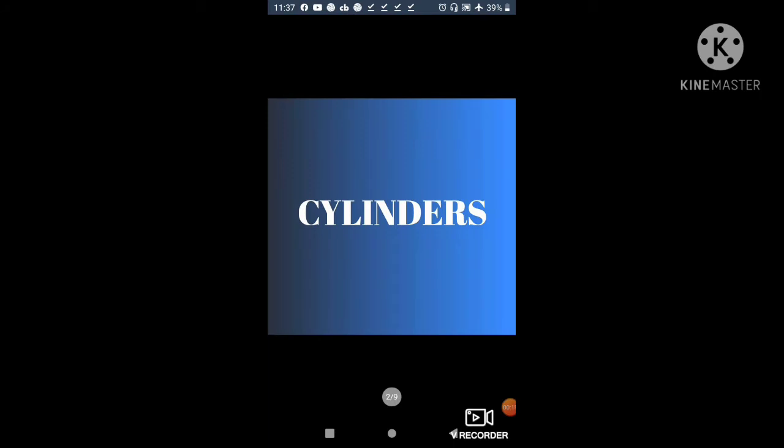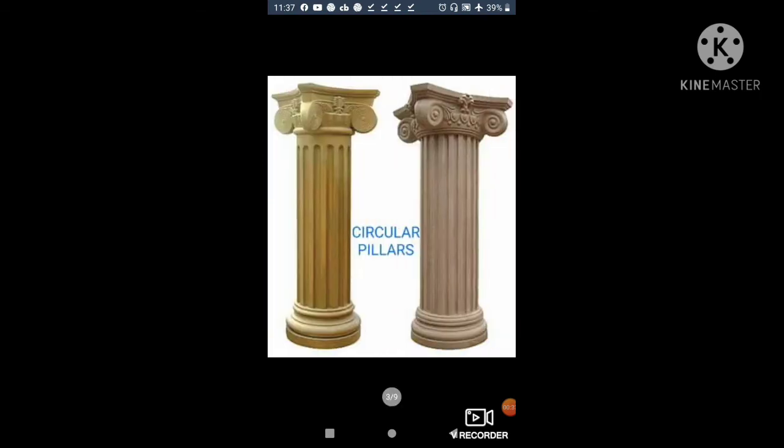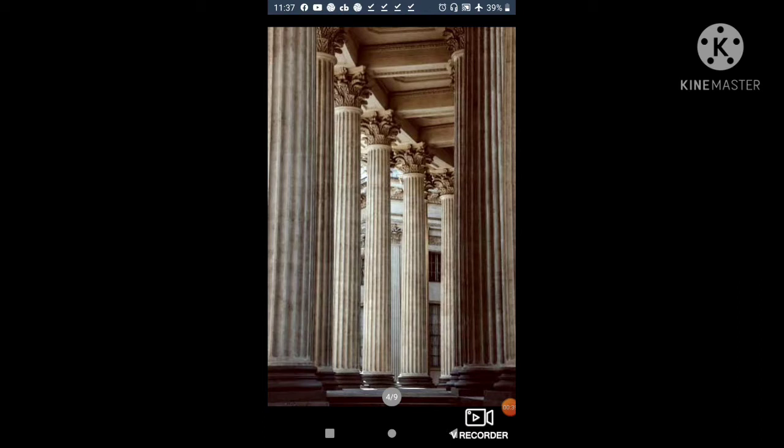So first, the cylinder topic is here. We need to learn about the cylinder. What is the meaning of cylinder, and where are we looking at these shapes which are in cylindrical shape? Maybe you have seen circular pillars used in big buildings and even in your house. These are in cylindrical shape, we can say.